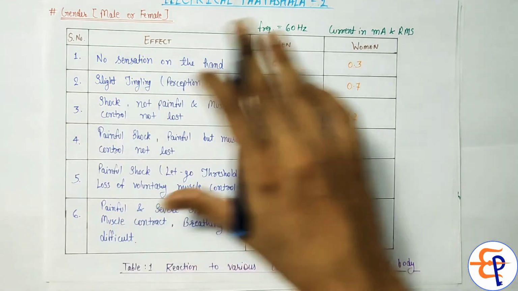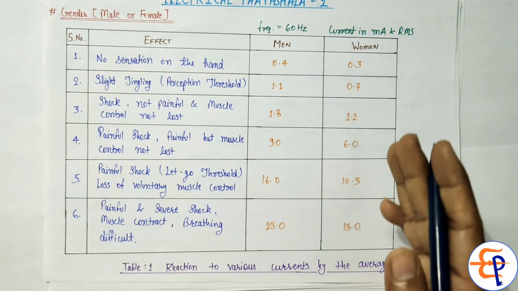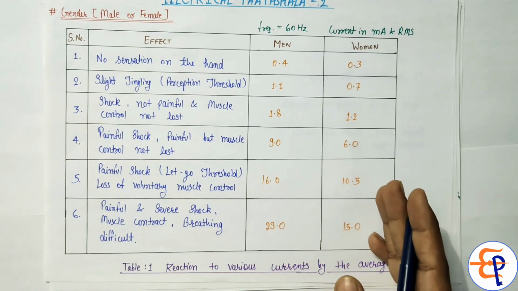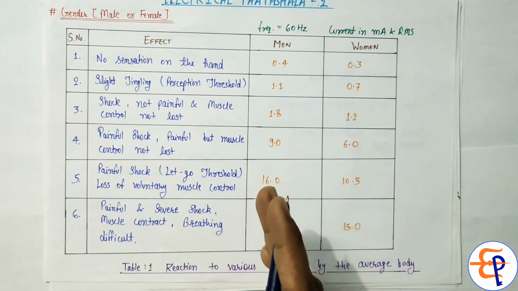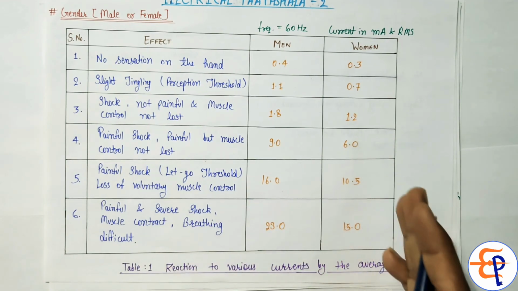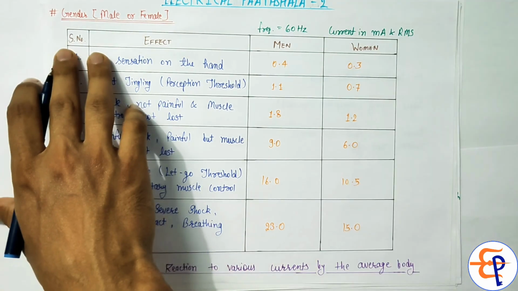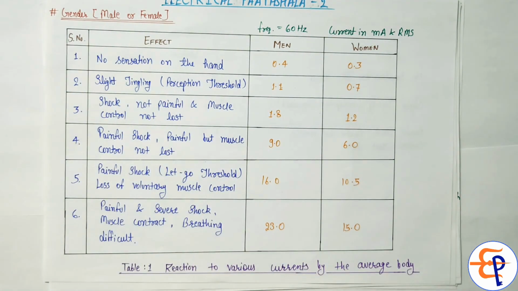Now guys, after observing this table, we can say in general that women are more sensitive to electric shock as compared to men, because all these effects are occurring in a woman's body at lower current level as compared to men. So guys, this was the effect of gender on electric shock intensity.